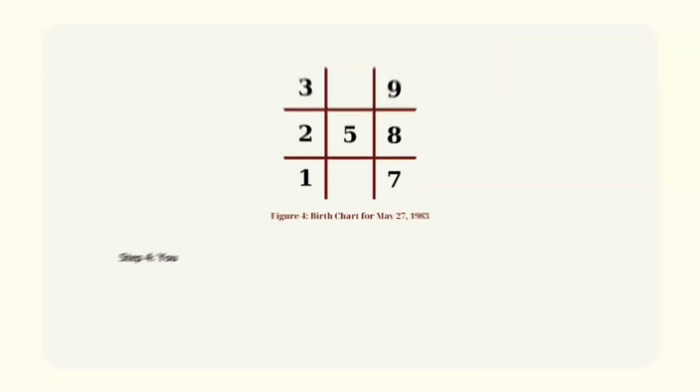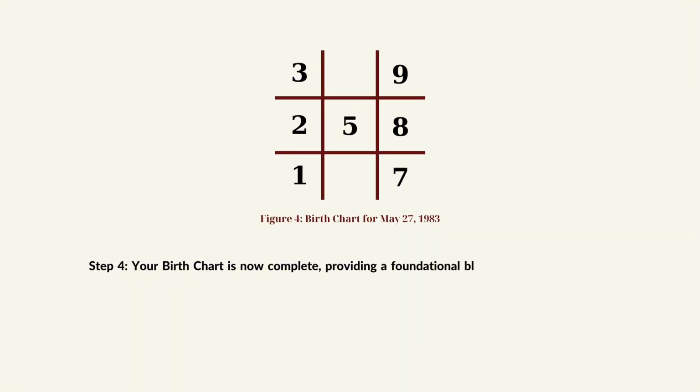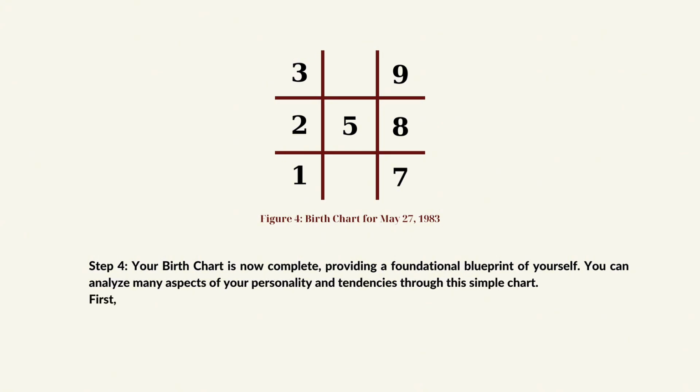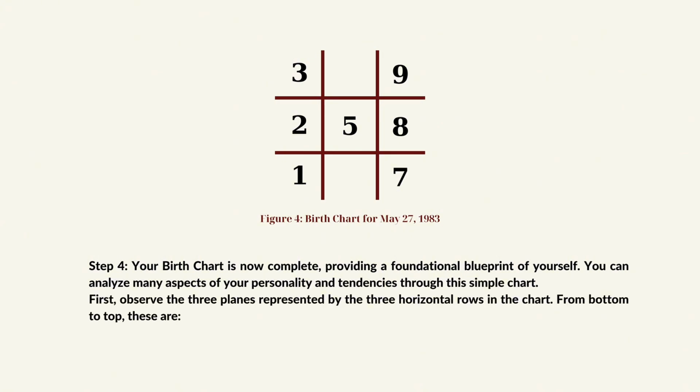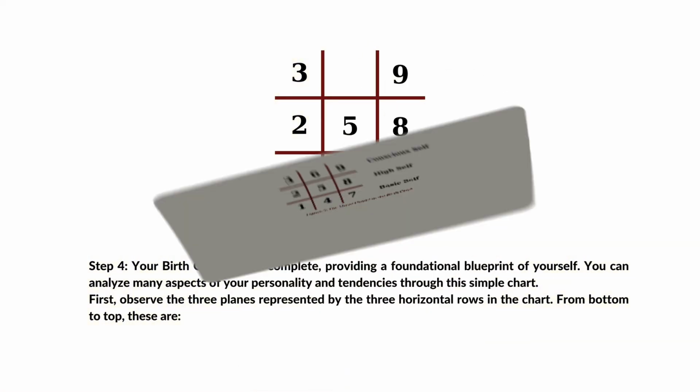Step 4. Your birth chart is now complete, providing a foundational blueprint of yourself. You can analyze many aspects of your personality and tendencies through this simple chart. First, observe the 3 planes represented by the 3 horizontal rows in the chart. From bottom to top, these are Figure 5, the 3 planes in the birth chart.